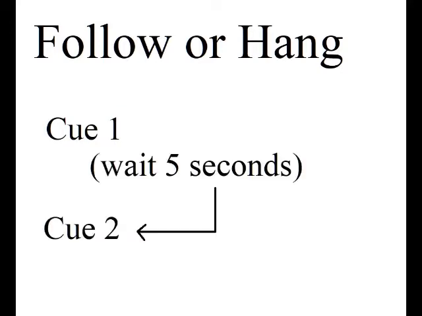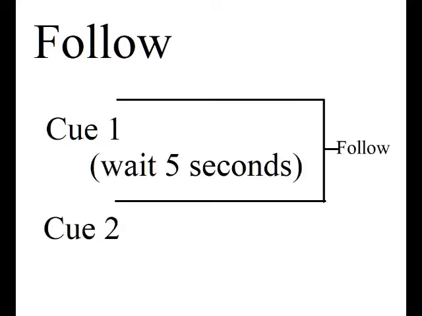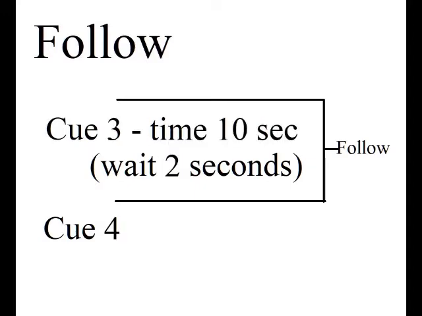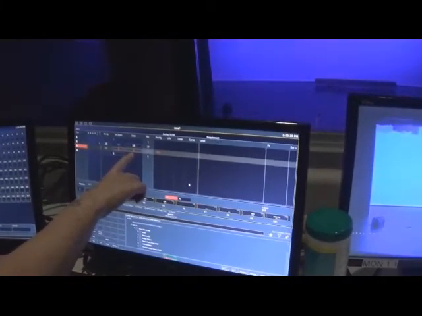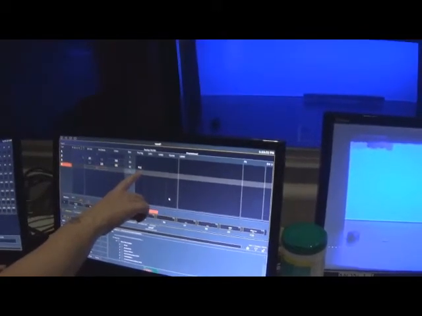Adding a follow or a hang to your cue will automatically push your board into the next cue. The follow or the hang tells your console just how long to wait until it does so. A follow cue starts as soon as the go button is pressed. For example, if cue 3 has a fade in and fade out time of 10 seconds and you want cue 4 to automatically begin 2 seconds after cue 3 is complete, then you will set your follow to 12 seconds, 10 to complete cue 3, and a wait of 2 seconds before cue 4 begins. The console will then automatically begin cue 4 without having to press the go button.